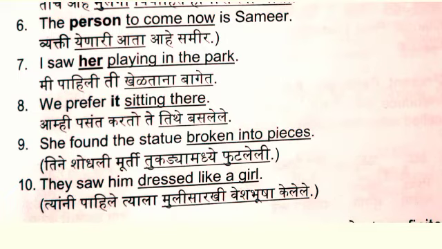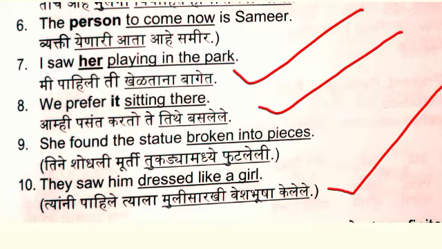Now, let's look at sentence number 7, sentence number 8 and sentence number 10. The 7th sentence is, I saw her playing in the park. 8th is, we preferred sitting there. And 10th is, they saw him dressed like a girl. In all these sentences, you can see that the underlined parts, that is non-finite adjective clauses, are not the parts of the noun phrase. In fact, they are forming a separate clause element. That is, they are the complements in those sentences.